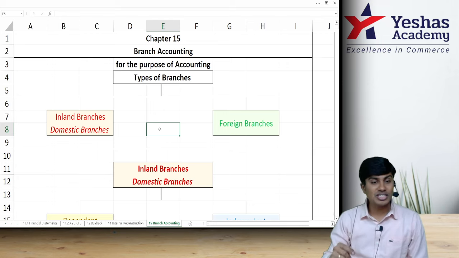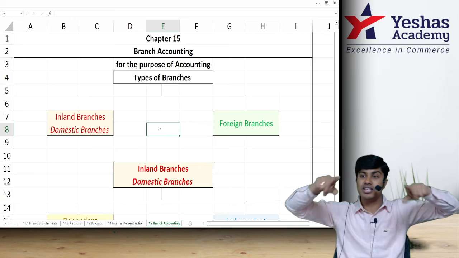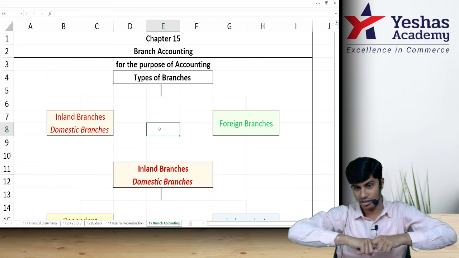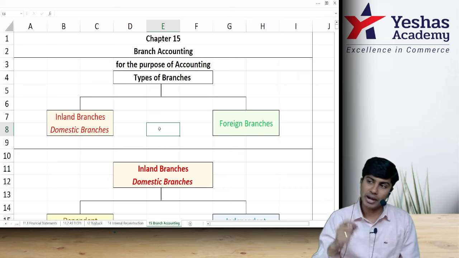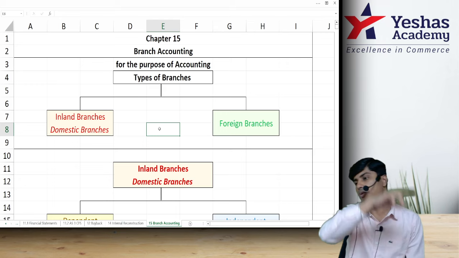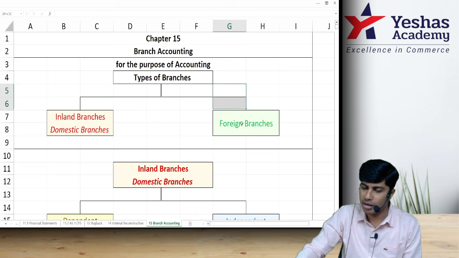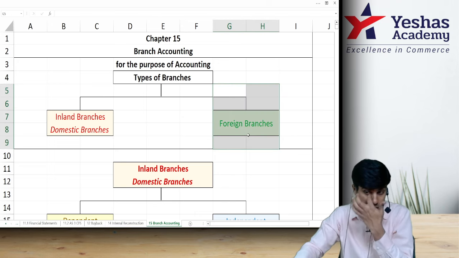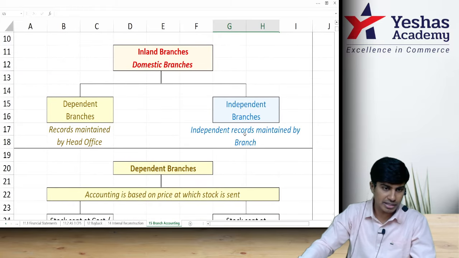One, a branch which is situated within the geographical boundaries of the country, that's called an inland or domestic branch. The branch which is outside the geographical boundaries of our country, we call a foreign branch. We'll discuss foreign branch towards the later part of our discussion. Right now, our focus will be concentrated on inland or domestic branch.